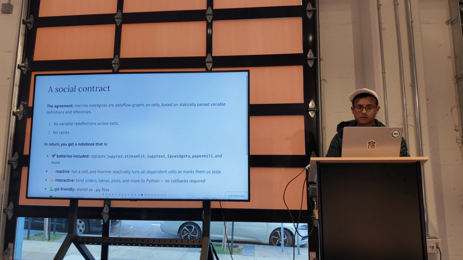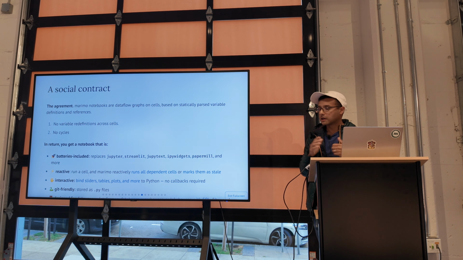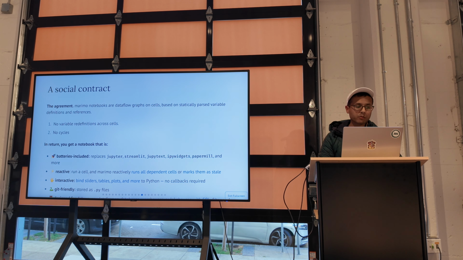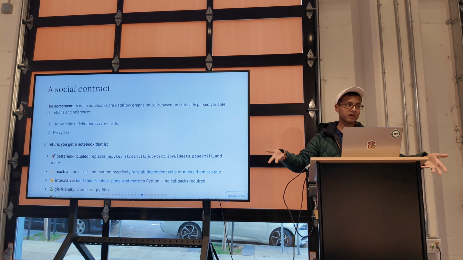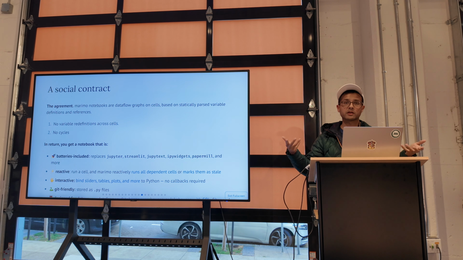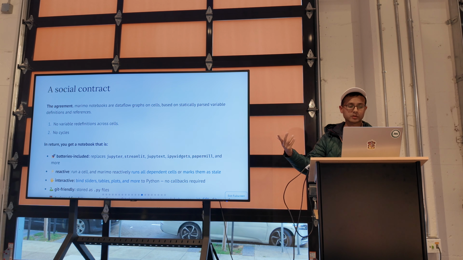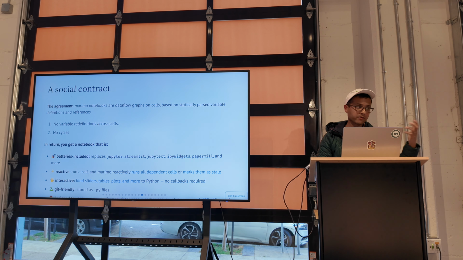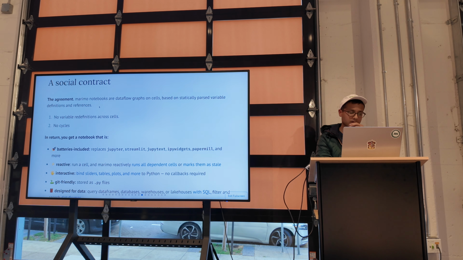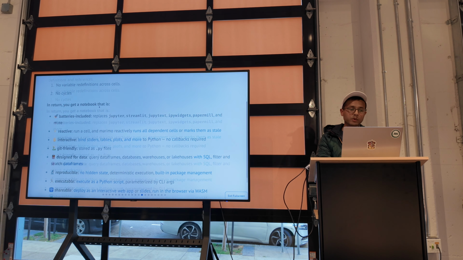So we try to fix notebooks, and basically we have a social contract with our users. Marimo notebooks are special because we compose a data flow graph on them, and that puts some constraints on the kind of code that you can write. In particular, you can't redefine the same variable across multiple cells, and you can't have cycles across cells. If you agree to those terms, you get a bunch of benefits.